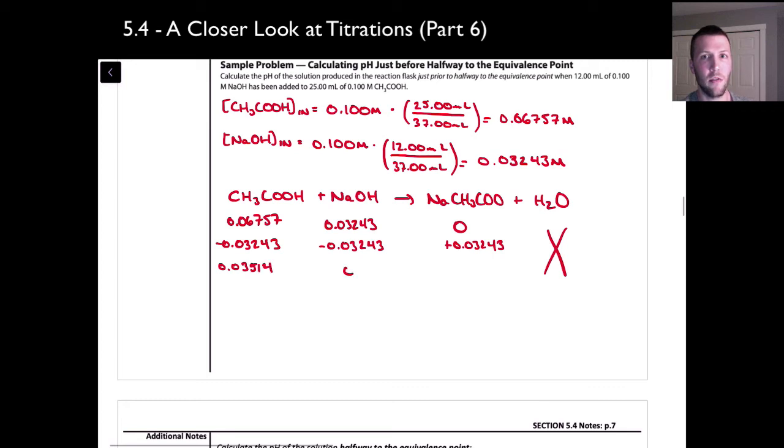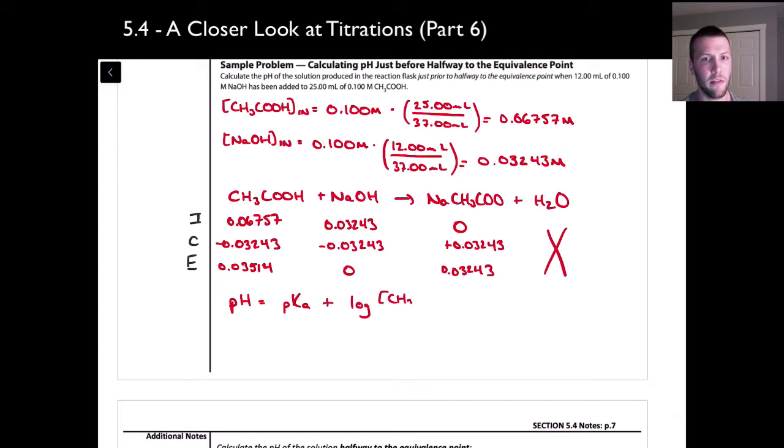I'll be left over with an excess of 0.03514 molar acetic acid, no sodium hydroxide, and 0.03243 molar sodium acetate. And so what we want to recognize here is that I now have acetic acid and its conjugate base. So this should look a lot like a buffer situation.